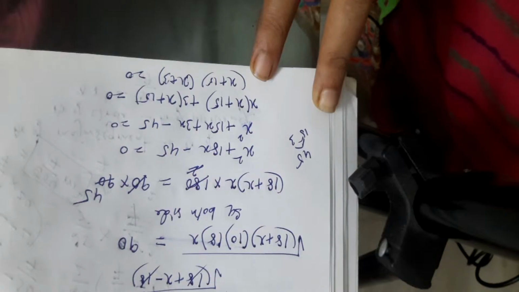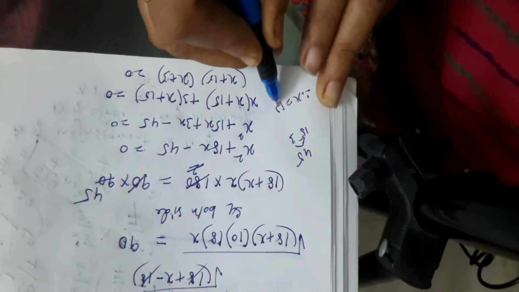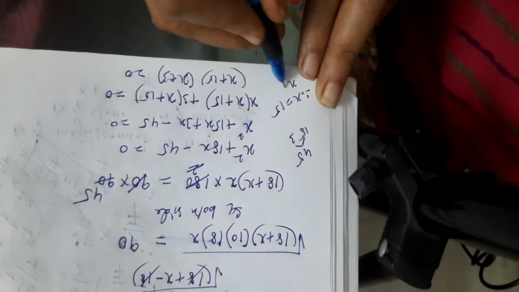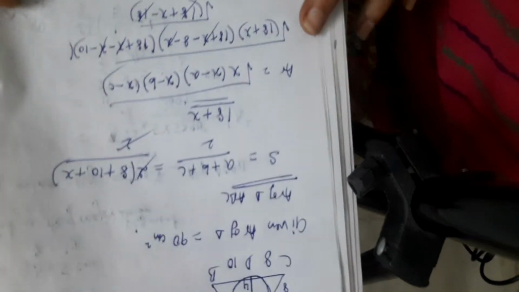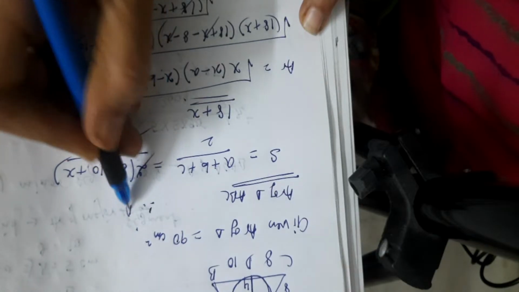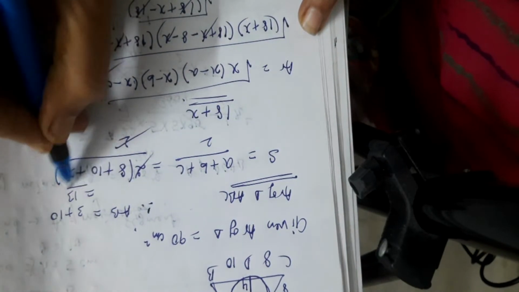So x is 3. Here we were asked to find the value of AB. Therefore, AB is 3 plus 10, which is 13.